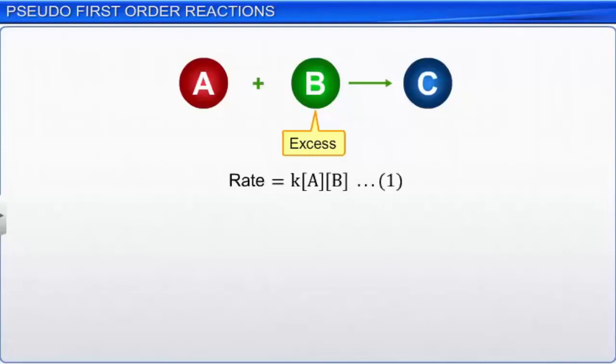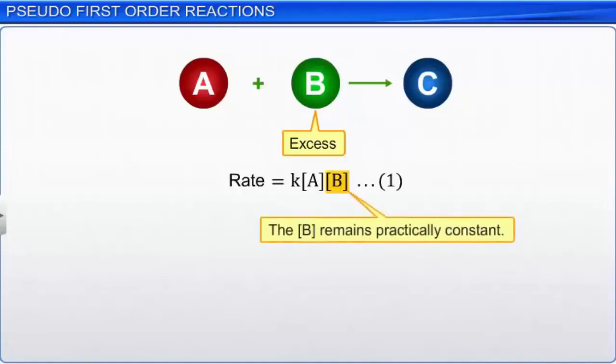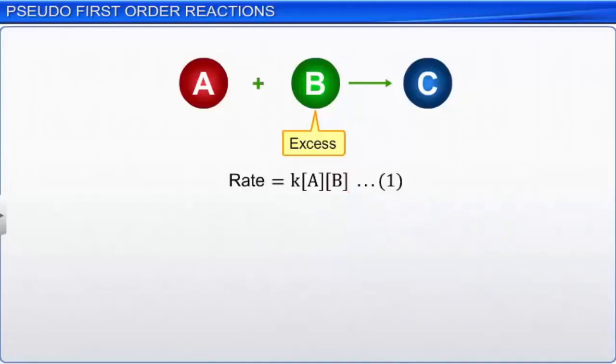During the course of the reaction, the concentration of reactant B remains practically constant. In other words, the rate of the reaction depends only on the concentration of A. Hence, K multiplied by concentration of B can be replaced by another new rate constant, K dash. As a consequence, equation 1 can be simplified and can be written as rate is equal to rate constant K dash multiplied by concentration of A.